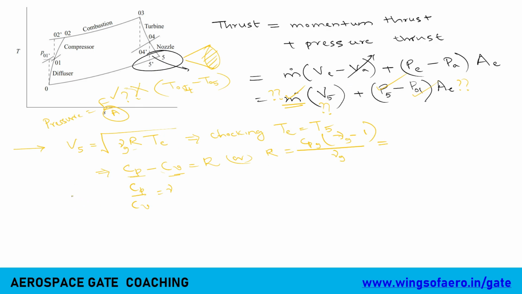Now you find out the R value. You know what TE is, you know what gamma is, so you will get V5 over here.